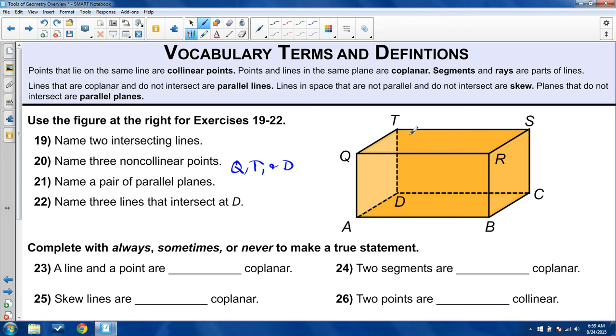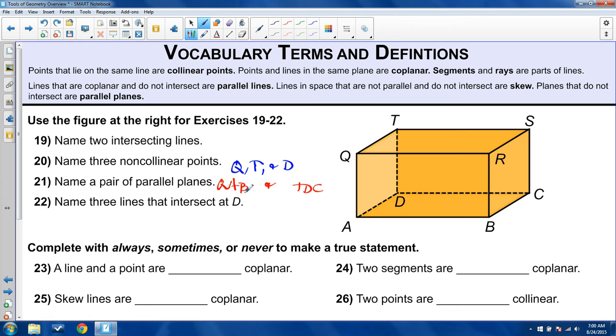Think of the front of the room that you're sitting in and the back of the room that you're sitting in. And if those are parallel, if they extended forever, they would never intersect with each other. They always stay the same width apart. So a pair of parallel planes here that I'll name are those quote-unquote front and back planes. Plane QABR, or I'll just say QAB, and TDC. Remember, you can name planes with just 3 letters because this QAB identifies the front, TDC identifies the back.